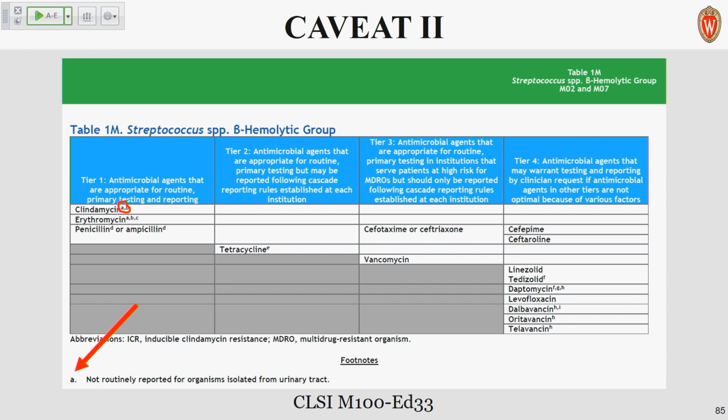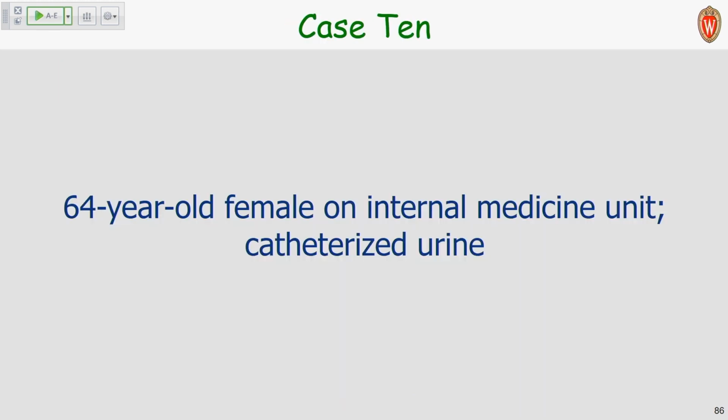We're testing the right drug as far as intrapartum prophylaxis. But what do we do with this result? Do we report it? Because clindamycin should not be reported on urinary tract isolates. Any thoughts from the peanut gallery? Does this require a phone call to the doctor or a comment on the report? Dr. Nowicki.